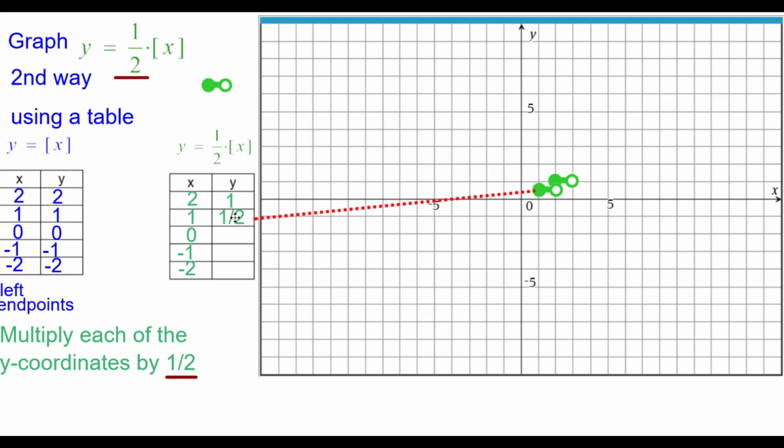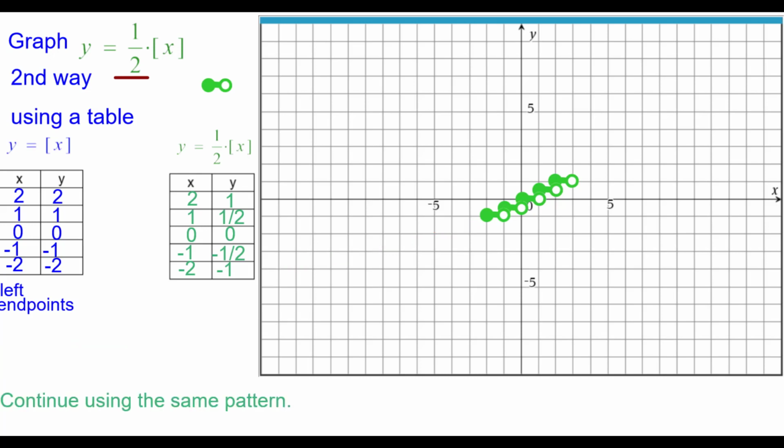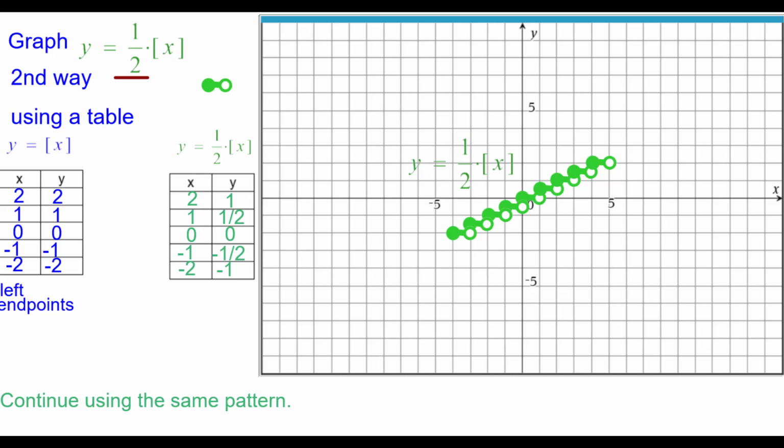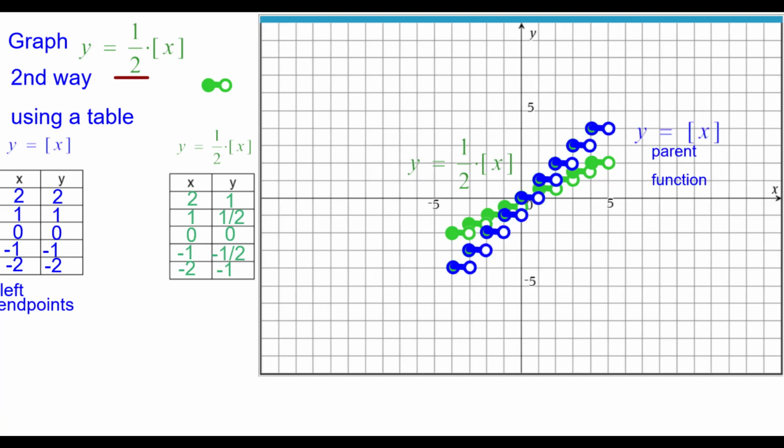Go ahead and finish this table and finish plotting the steps. Press pause and then resume when you're ready. The origin remains unchanged, so left endpoint at 0, 0. -1 times 1/2 is -1/2, so the next left endpoint is -1, -1/2. And -2 times 1/2 is -1, so -2, -1 is the next left endpoint. Continue using the same pattern, and then also comparing that to the parent function.